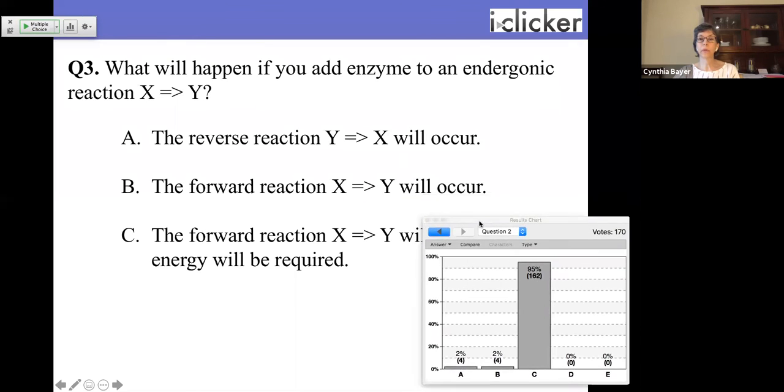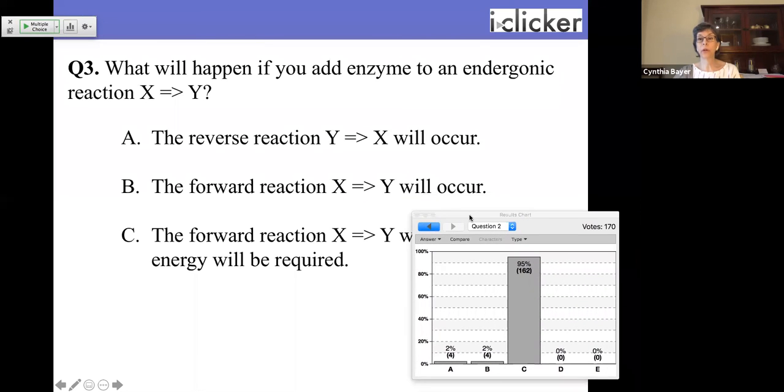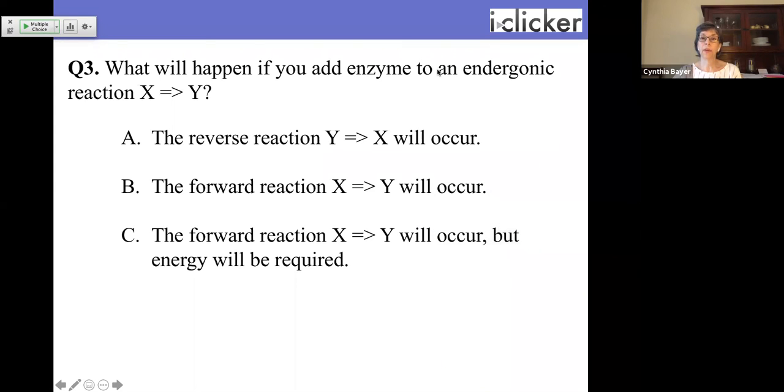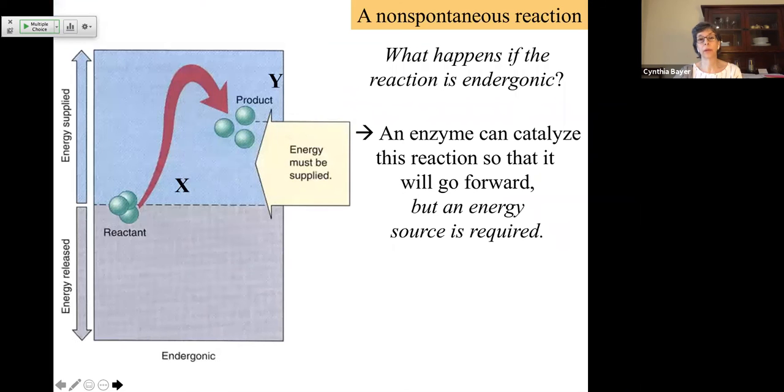And this forward reaction will still occur as long as energy is available to the reaction. What we're trying to illustrate here is the enzyme is going to speed up a reaction, but it's not going to change the equilibrium point. It's not going to replace the requirement for energy, right? And energy is still going to be required in order for X to be converted to Y.